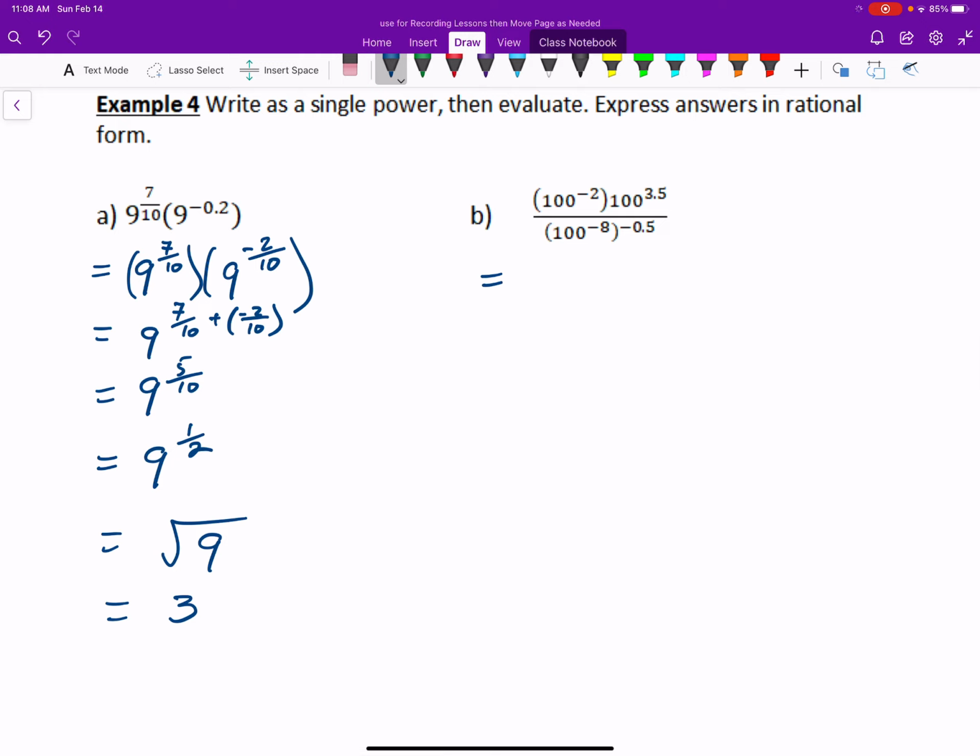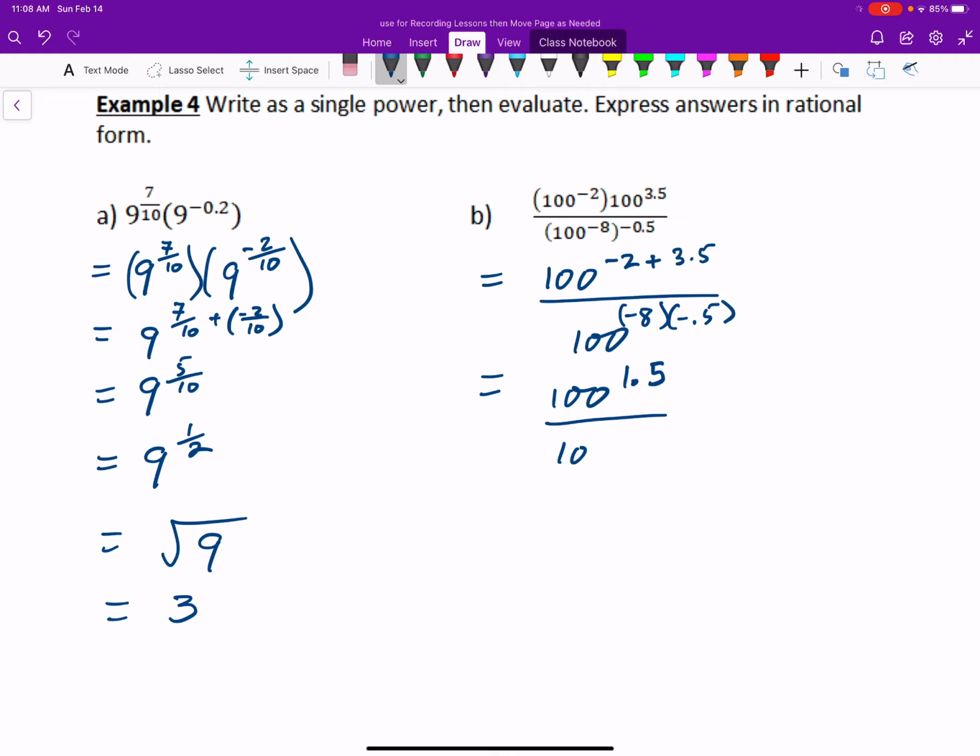See how that works. So I've got the base of 100 here and here and here, so I can use my exponent laws on it. I can do 100 to the negative 2 plus 3.5 on the top, and on the bottom it's going to be 100 to the negative 8 times negative 0.5 because of the powers of powers rule. And that means that I'm going to have 100 to the 1.5 on the top. I'm going to have 100 to the positive 4 on the bottom. Negative 8 times negative 0.5 is positive 4.